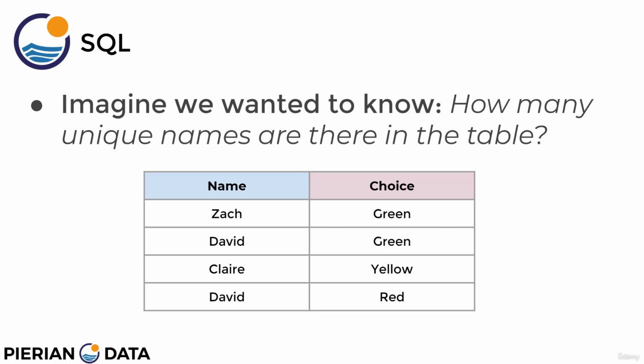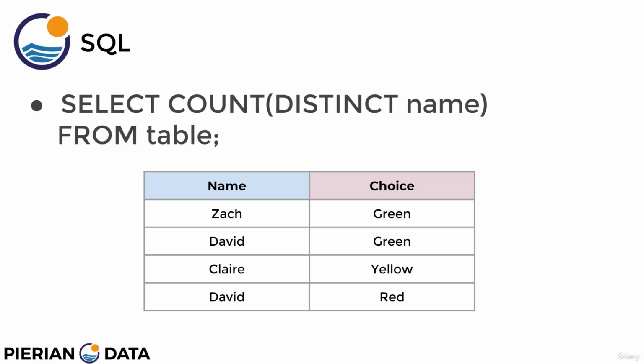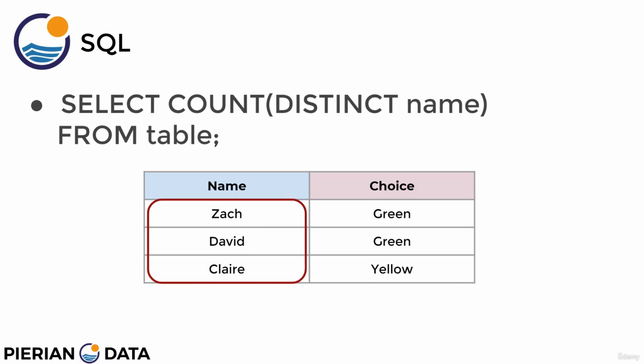Imagine we wanted to know how many unique names there are in the table. To answer this question, we need to first decide the distinct number of names. Then we'll provide count on that result of distinct name from table. So the logic that's going to happen is distinct is going to figure out what the distinct names are. Here it sees that David is duplicated, so it's just going to remove that, and now we have the 3 unique names, and then count is going to count the remaining rows, which in this case is going to be 3 rows.